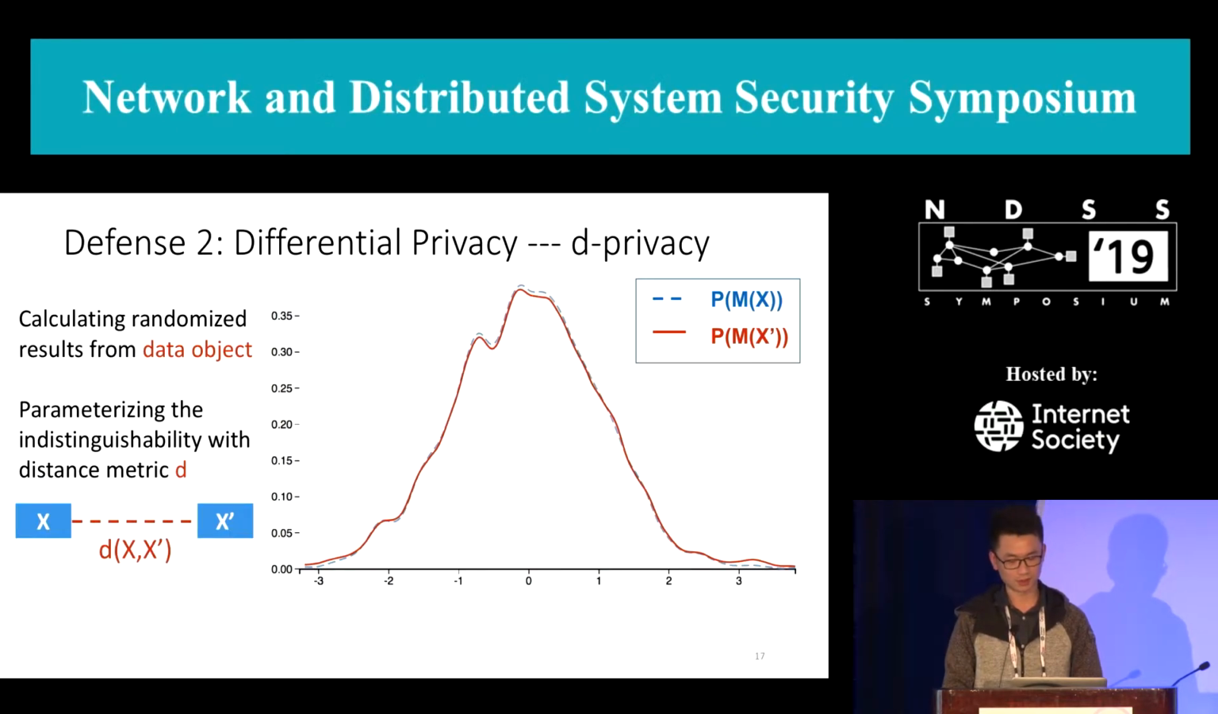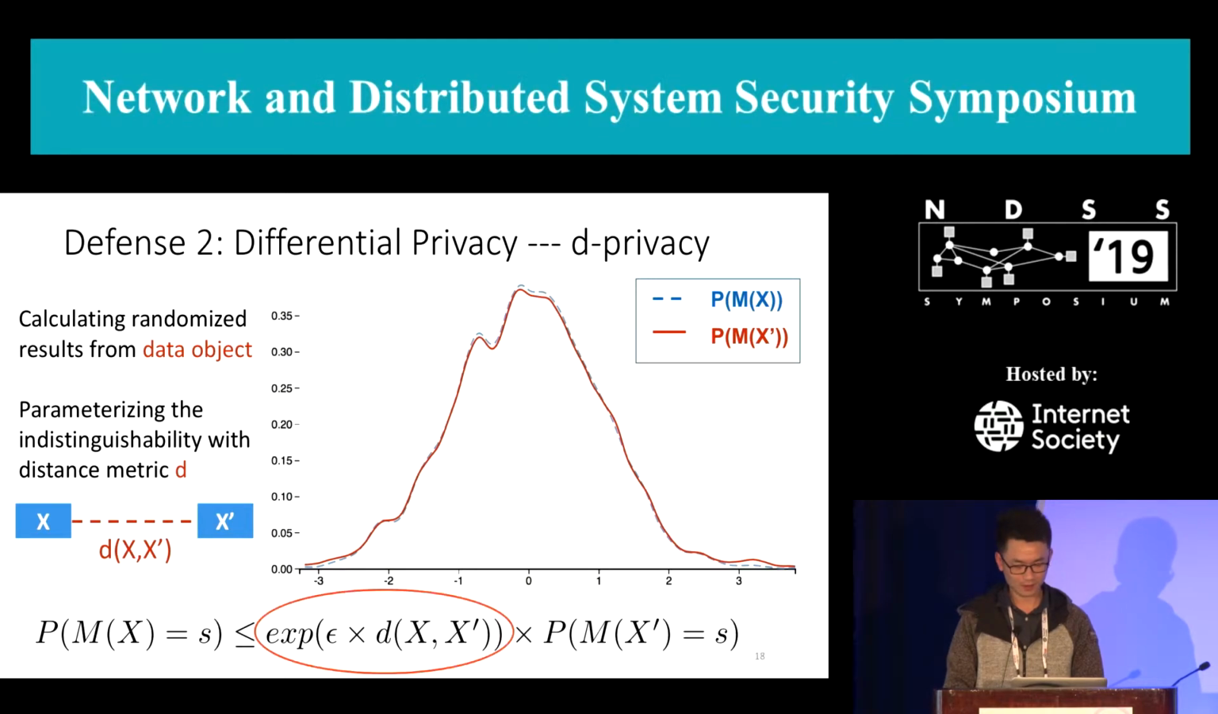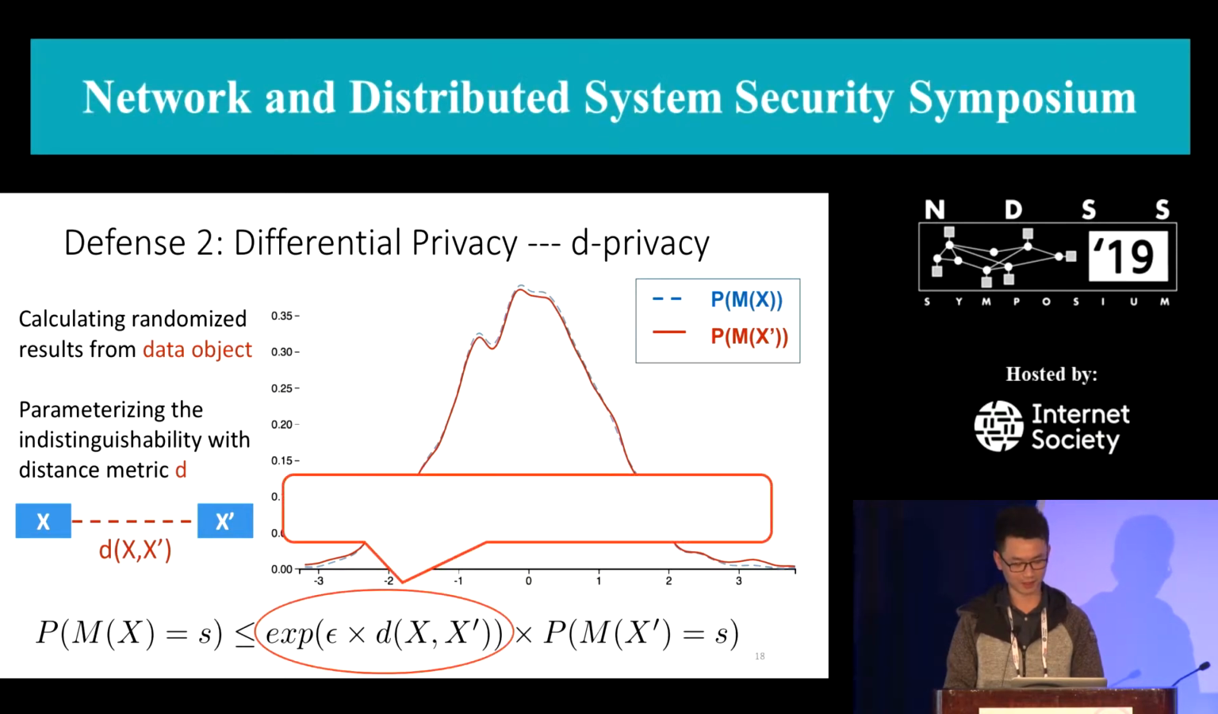Chatzikokolakis et al. proposed a generalization of differential privacy called d-privacy. It extended the notion of differential privacy to data objects. Suppose that there are two different data objects, X and X prime, and a distance metric d. So we will have this formula. And here, a small epsilon times d(X, X prime) indicates that M(X) and M(X prime) will have a similar distribution. So in our context, the application of M to sufficiently close examples X and X prime from different classes will ensure that any classifier has a similar probability of classifying M(X) and M(X prime).